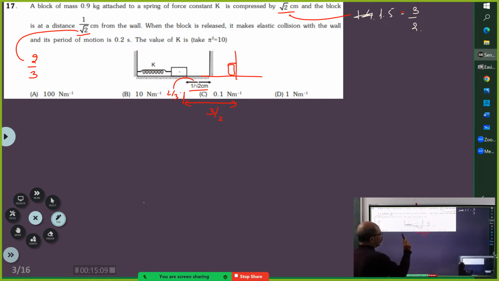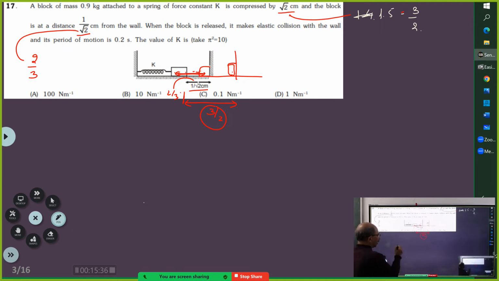And now if you remove your hand, this is going to strike this wall, and again it is going to come back. So the oscillations will happen between these 2 points. Agreed? So now this is compressed by this value. Correct?